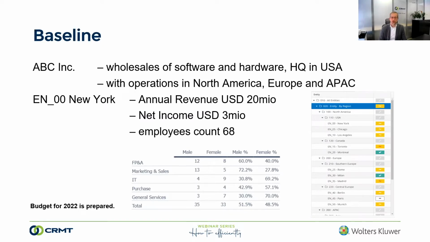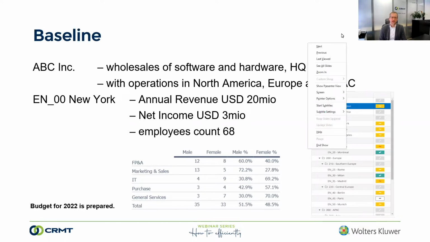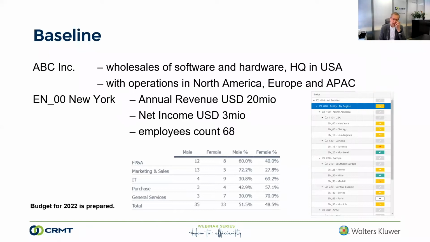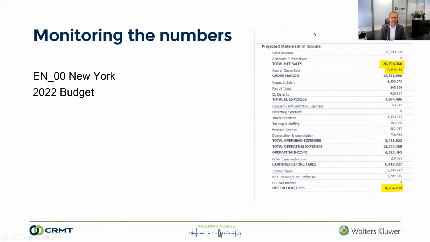It's called Entity New York. This entity has around $20 million annual revenue and about $3 million of net income. The company has 68 employees, which are more or less evenly distributed between female and male. What's also important is that the annual budget for 2022 is already prepared. So this is the baseline, and we will also use it in due course for the rest of the webinars.